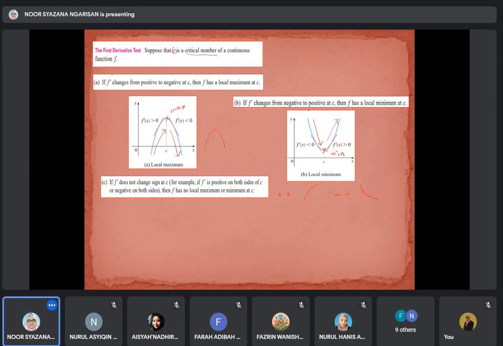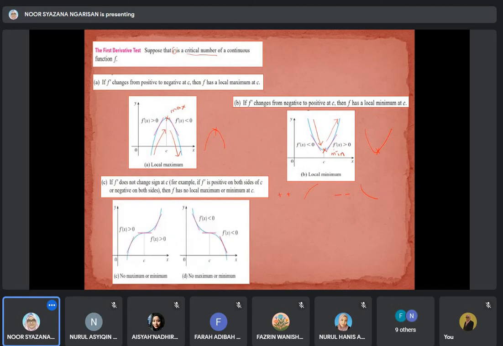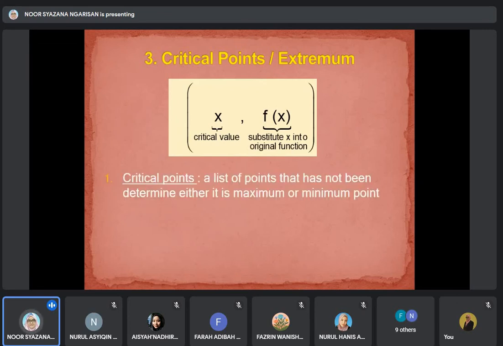increase, decrease. Okay. Ini kita ada kat atas. Maximum. Kalau dia decrease, increase. So, point dekat bawah ini akan jadi minimum. Ini example yang increase, maksud increase lagi. Okay, this is the example yang decrease. Okay, kalau macam ni, no maximum or minimum. Anything you want to ask? Okay, let's proceed. So how to find critical point or extremum?